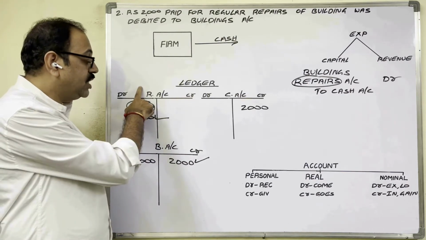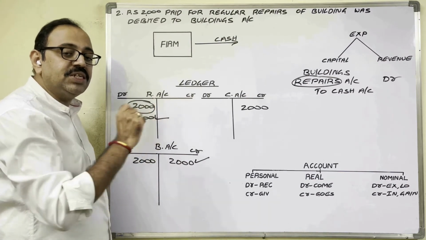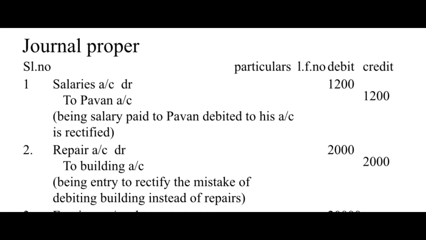Let us see how this rectification of error entry appears in the general journal. Second entry: repair account debtor to building account, 2000. Narration: being entry to rectify the mistake of debiting building instead of repairs.